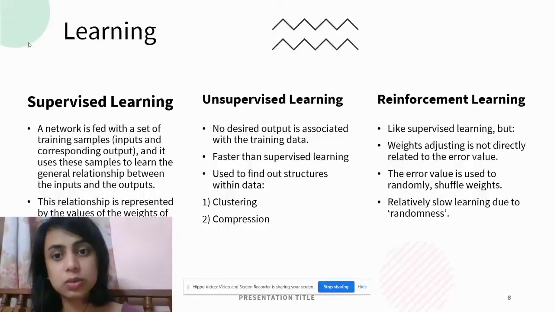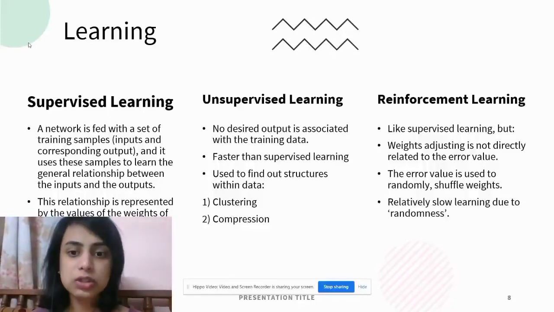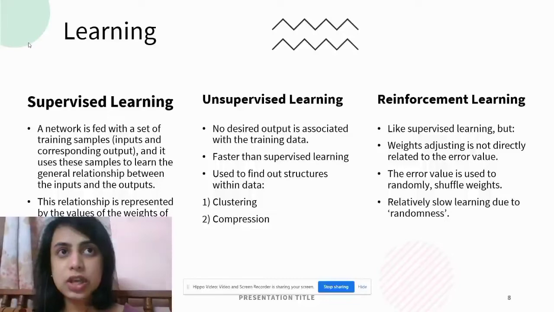In unsupervised learning, there is no desired output associated with the training data, and it is generally faster than supervised learning and is used to find out the structures within the data, such as clustering and compression.